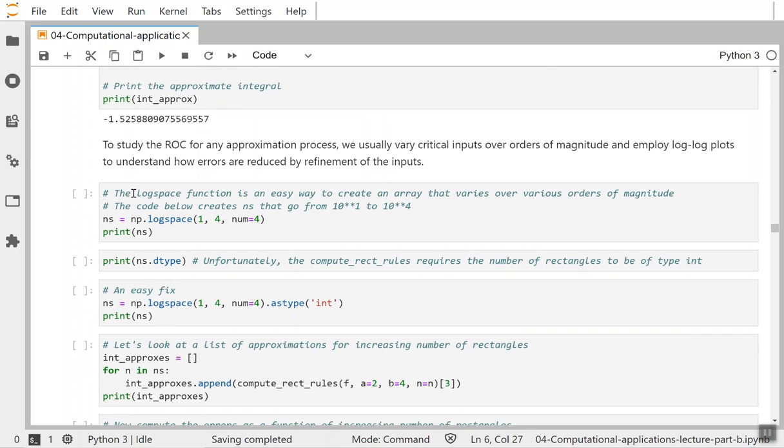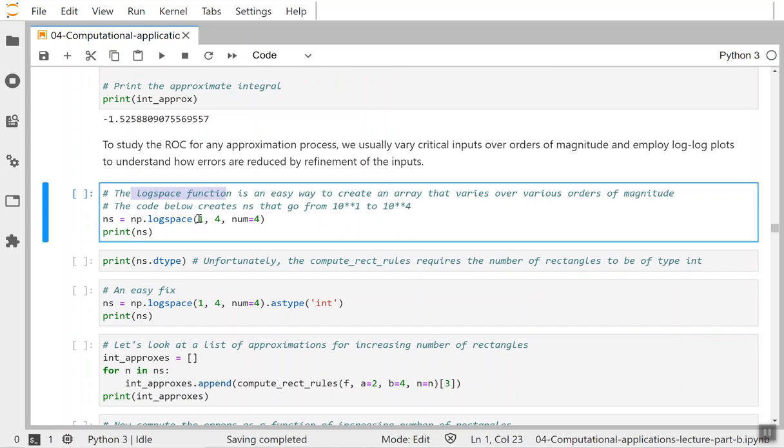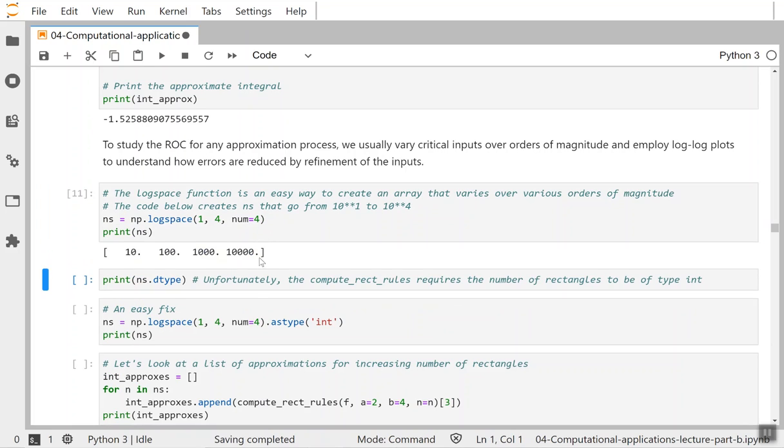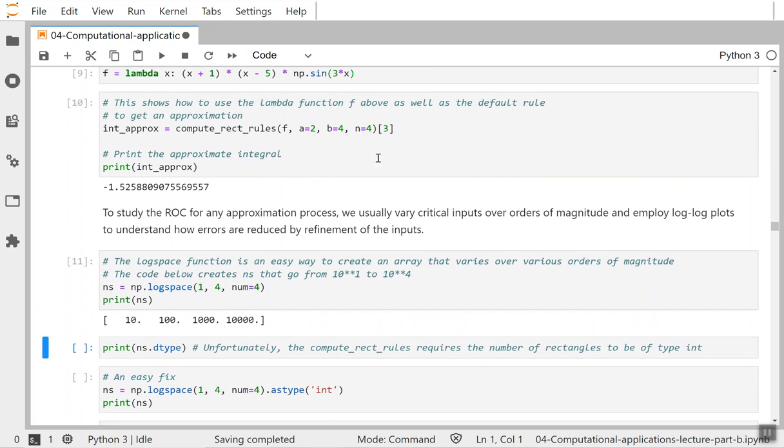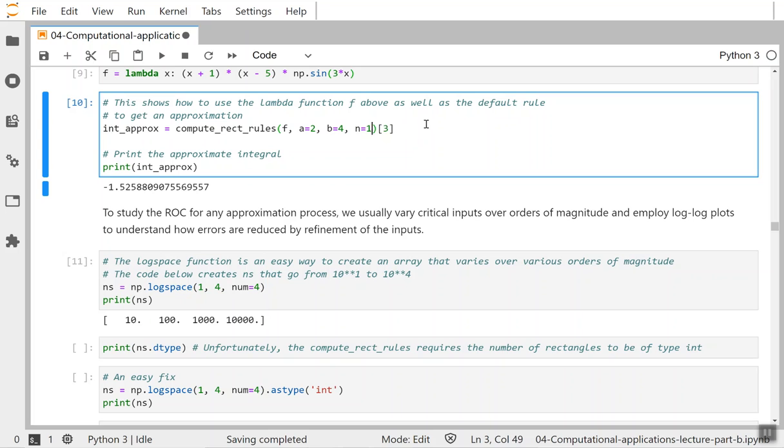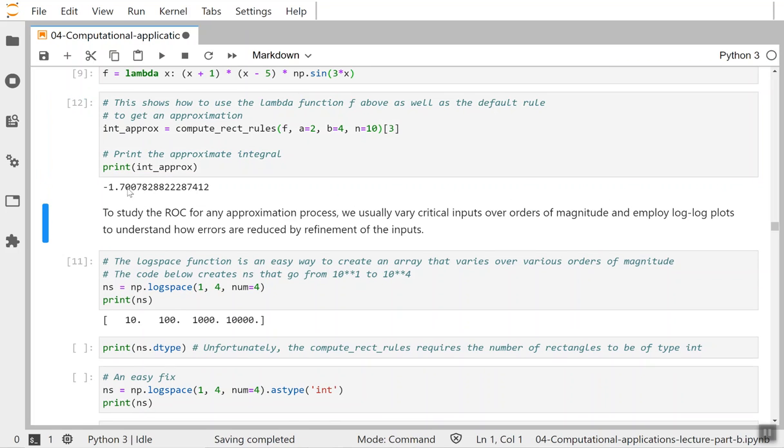So here I use the logspace function within NumPy to create an array that varies over various orders of magnitude. The code below creates n's that go from 10 to the first power all the way up to 10 to the fourth power. And I'm saying how many points I want. So this is creating my n's. Now you see, I'm going to use 10 rectangles, 100 rectangles, 1,000, and 10,000. I could have changed what the first one is going to be. This 10, negative 1.7, that's already pretty close to negative 1.72.